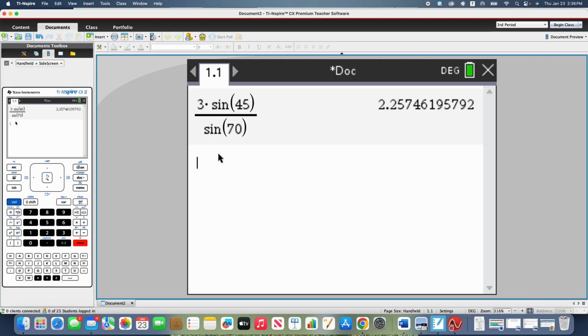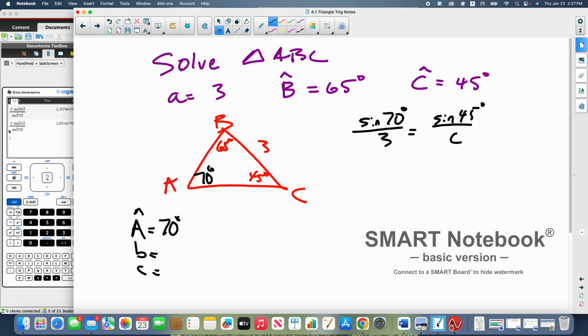So that was side C. Is that what it is? All right. And then I'm going to do the same thing again, but the 45 is going to change to 65. And I get 2.89. So that's what you should have gotten here. So the smaller one was C, so 2.26 and 2.89.